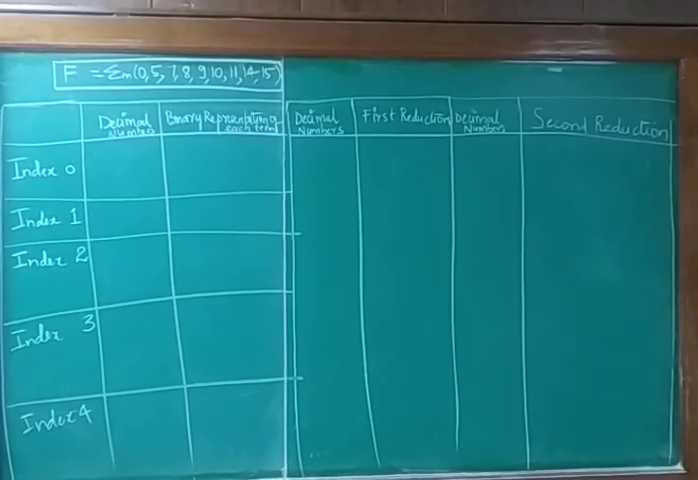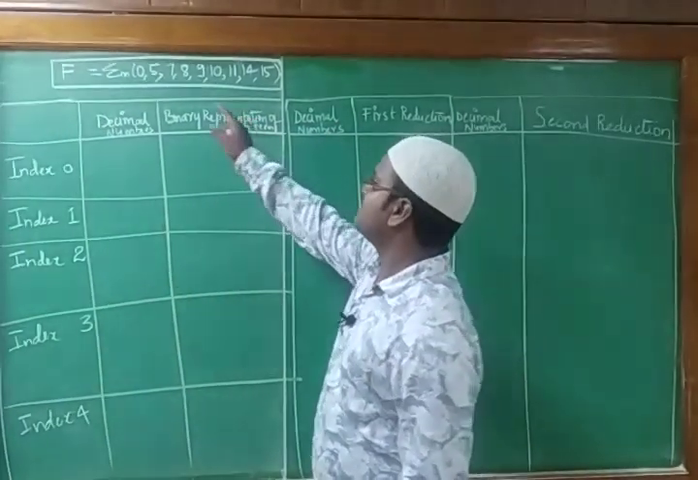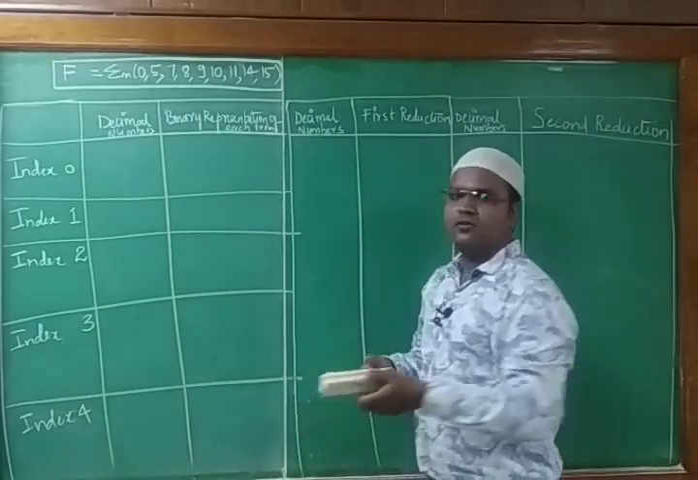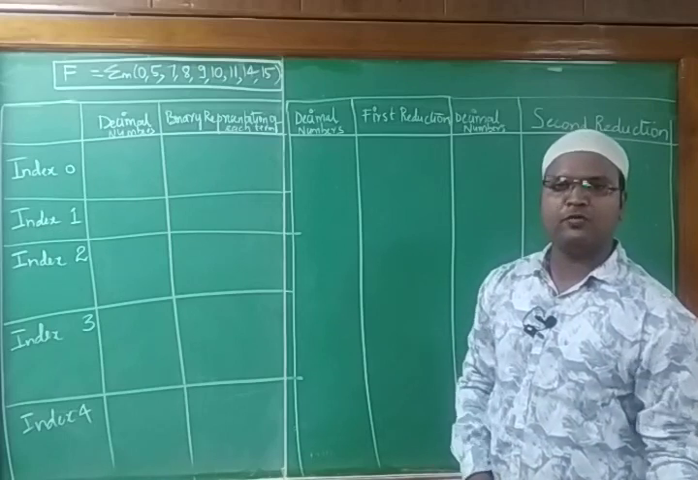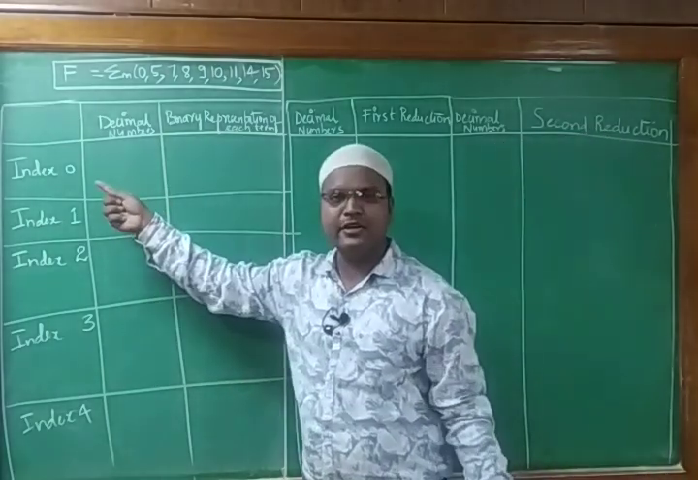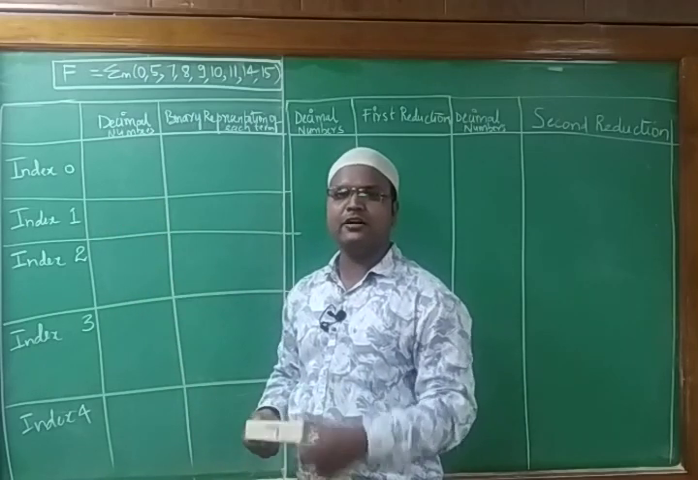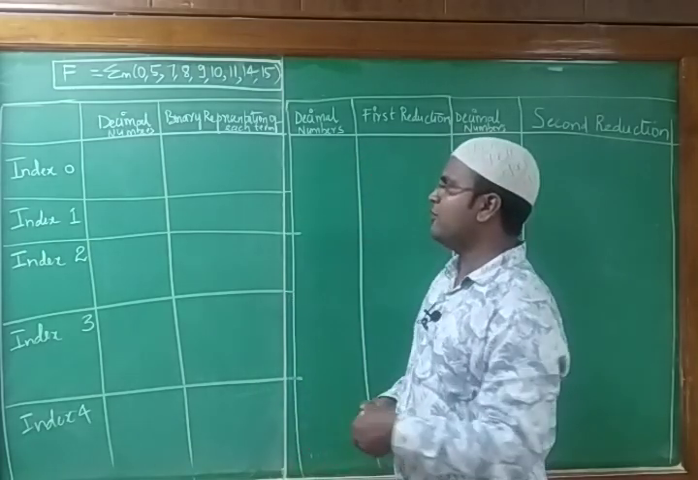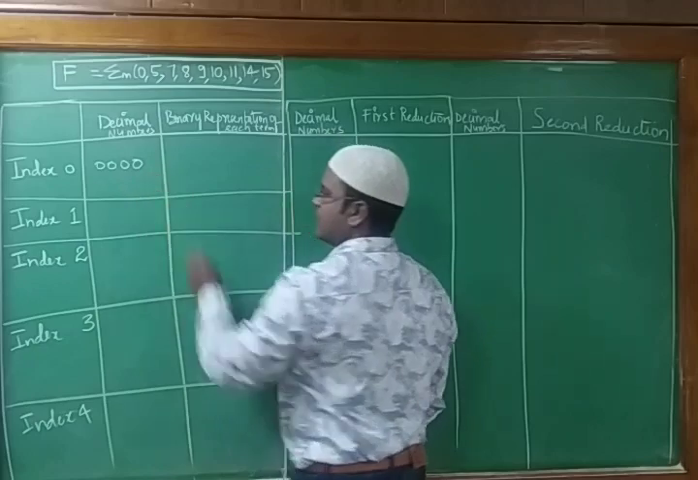See students, we are drawing this tabular method. In that they gave the question F equals summation m of 0, 5, 7, 8, 9, 10, 11, 14 and 15. First, we need to write the binary combination, which we did. Next, we write the index value for it. Index 0, 1, 2, 3, like that we write different index values depending upon the binary combination. If I take 0, I can write all four zeros.